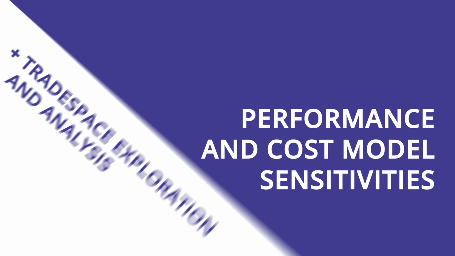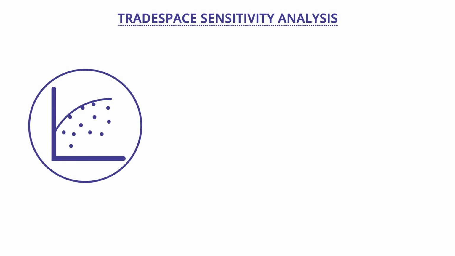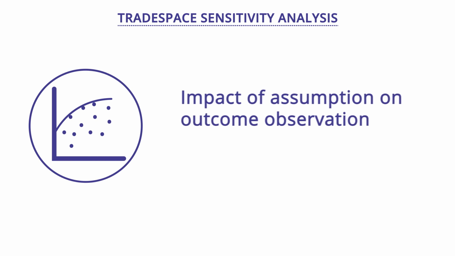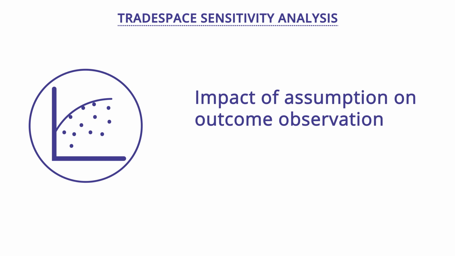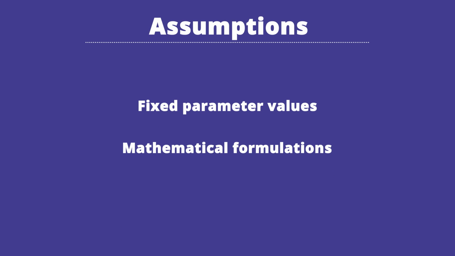In this segment, we're going to talk about performance and cost model sensitivities. Now, traditional sensitivity analysis is looking at the impact of your assumptions on your outcome observations. There are at least two categories of assumptions we're going to want to look at. This includes looking at fixed parameter values as well as mathematical formulations. This could take the effect of looking at variations in those assumptions to see the impact on the outcome parameters.